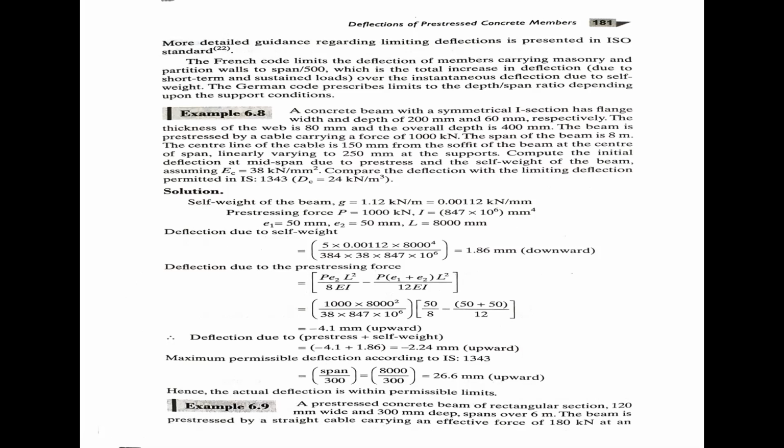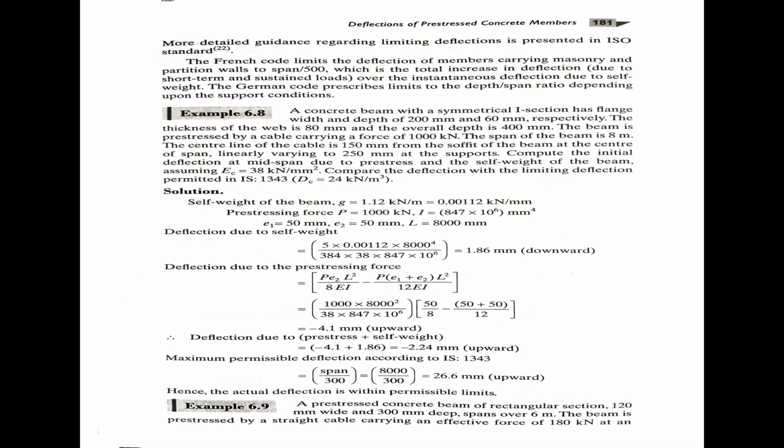This will be calculated for each one and added: plane plus web plus flange. Okay, BD cube by 12 plus BD cube by 12 plus BD cube by 12. Finally, the moment of inertia is 847 into 10 power of 6 mm to the power 4. That is the moment of inertia. We have to use the formula BD cube by 12. Prestressing force is already given in the problem, 1000 kilonewtons.